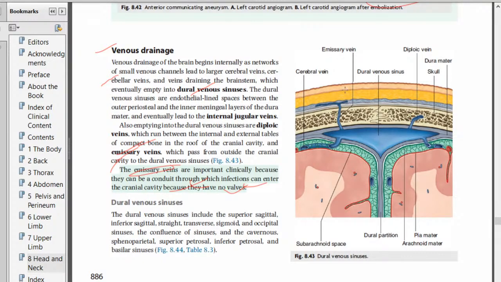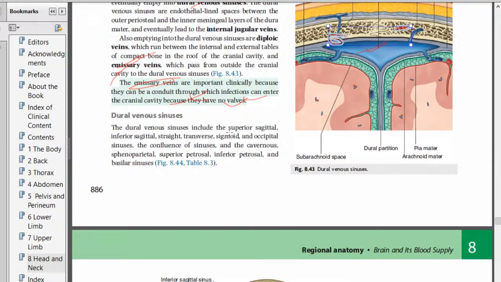So where is the emissary vein? This is the outermost part of the skull, and this is the emissary vein. What is important to note is that there is no valve in the emissary vein. So if there is any infection in the skull or scalp, there is a high chance that it might lead to brain infection through this emissary vein, ultimately reaching the dural venous sinuses.